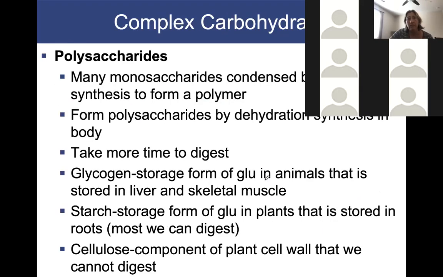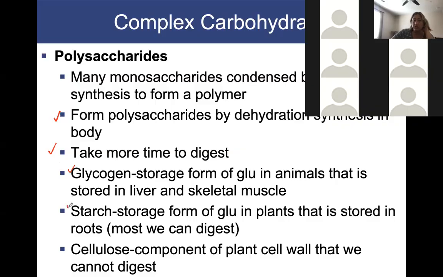Good. Complex carbohydrates would be polysaccharides. Polysaccharides are many monosaccharides stuck together. We form a polysaccharide by dehydration synthesis. We should have more polysaccharides in our diet than simple sugars because they take more time to digest because they're so long. So for example, glycogen is a storage form of glucose in our skeletal muscle and liver.